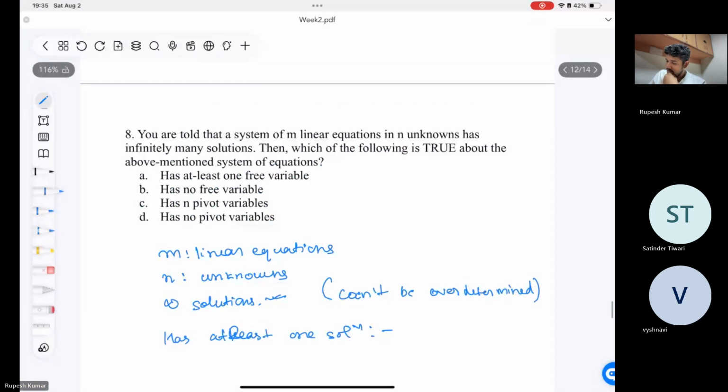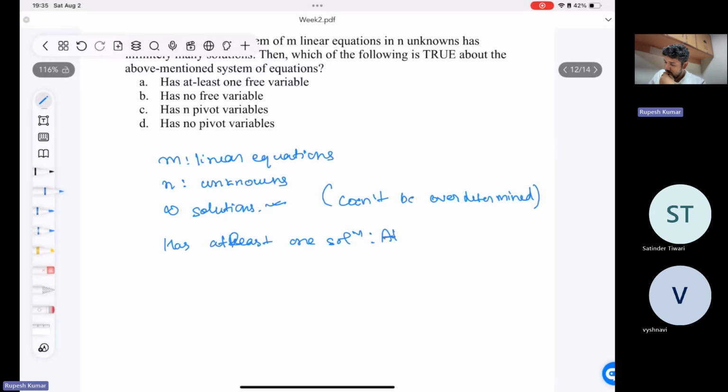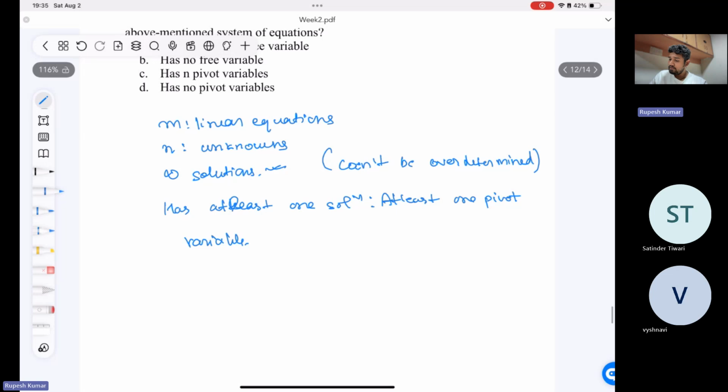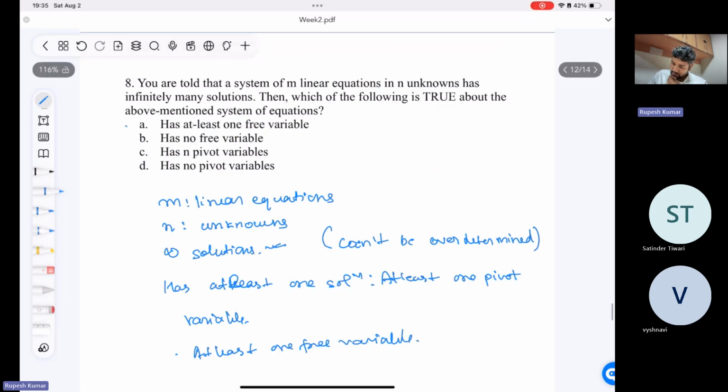This means that we have at least one pivot variable, right? So at least one variable is changing the system of equations, changing the points of coincidence, right? So you have at least one solution, so it has at least one pivot variable. And since it has infinite solutions, it has to have at least one free variable. So option A is correct, right? Is this clear, everyone? This is the basic definitions and properties of matrices, right?